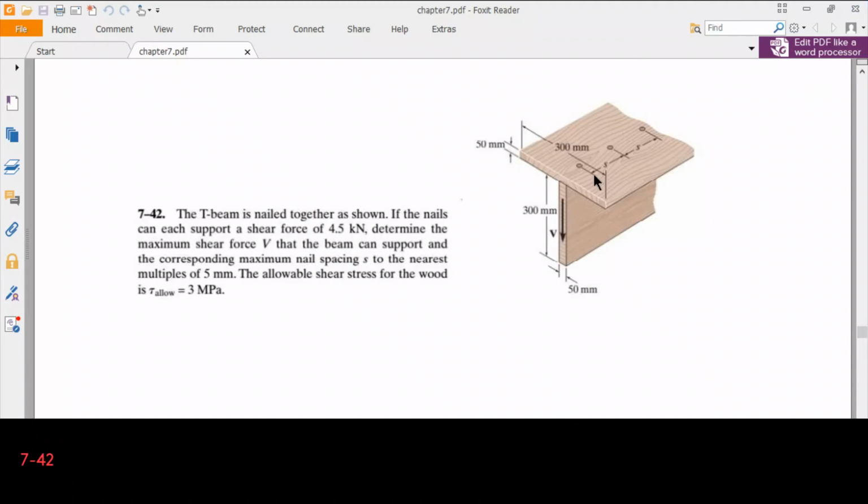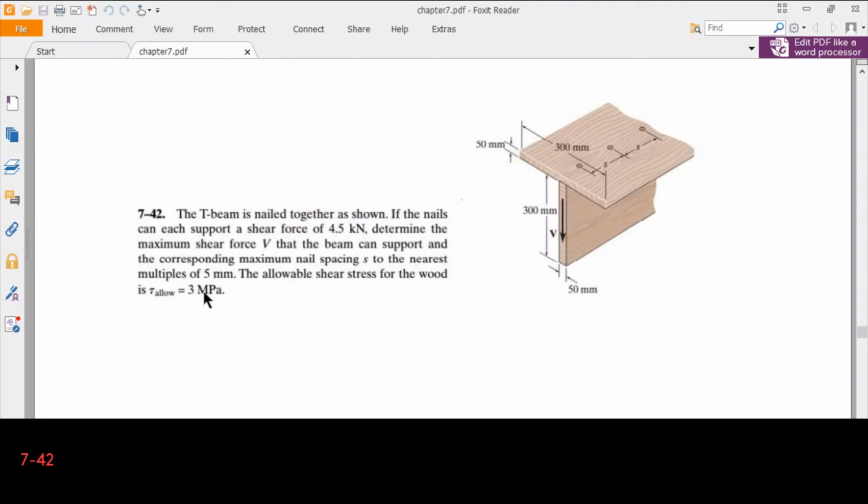So we have a cross section T-beam made of wood, and it is made by nailing the two pieces together. The dimensions of the T-beam are given. The width is 300 millimeters and the height of the web is 300 millimeters. In fact, the thickness of the board is 50 millimeters, and we are asked for the spacing between the nails, and in fact we are asked for the maximum shear force that can be carried by the beam cross section. So we are given the allowable shear stress as tau, 3 megapascals.